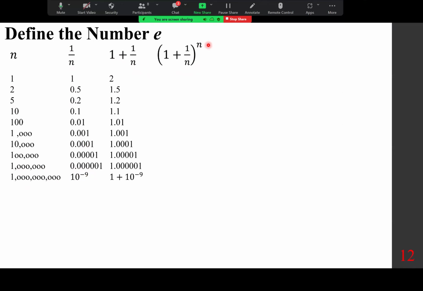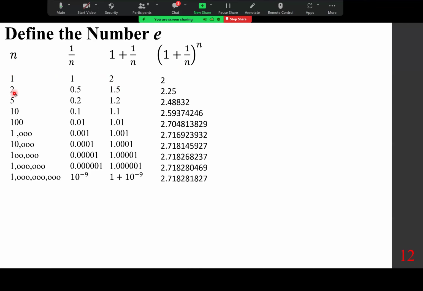Now, if we raise this to the power of n, so what is n? 2 to the power of 1, that's 2. 1.5 to the power of 2, that's 2.25, so on and so forth. If you continue with that, this is an approximation for e. So e is defined as the limit of 1 plus 1 over n to the power of n as n approaches infinity.